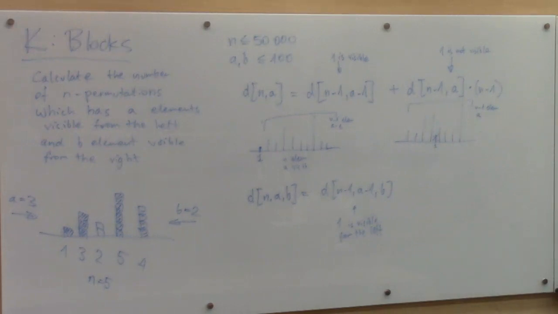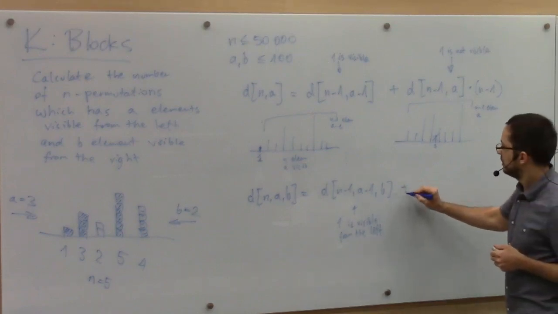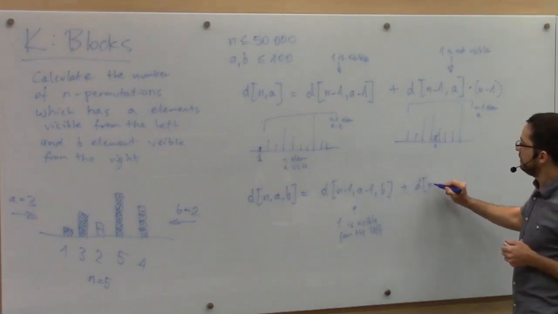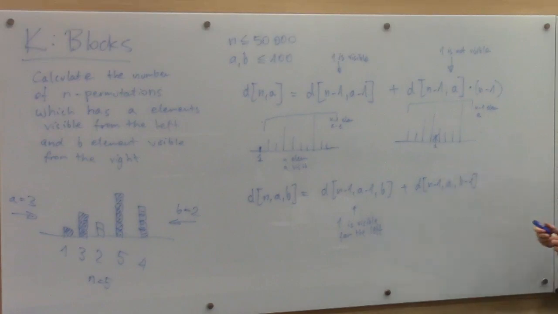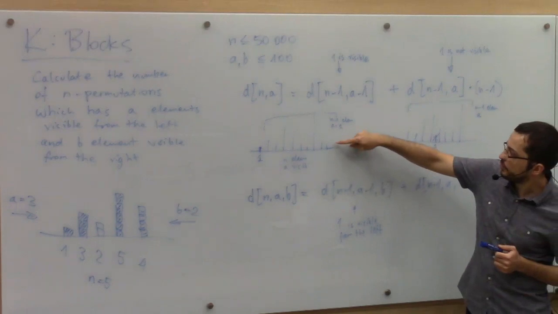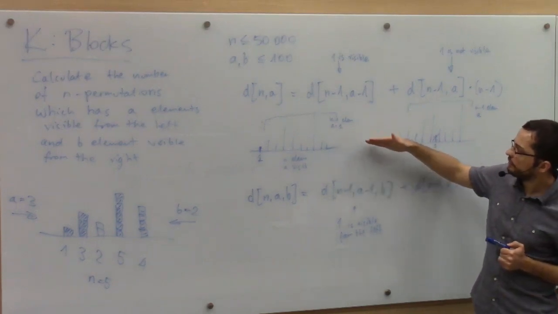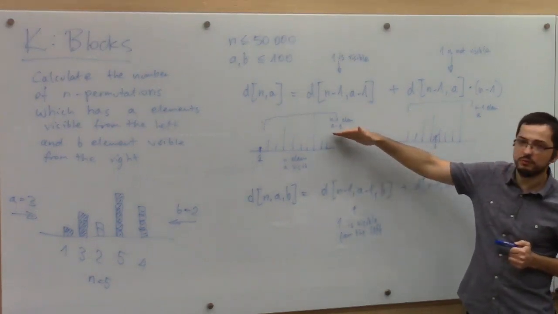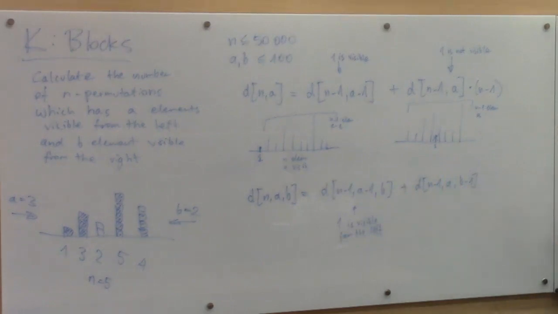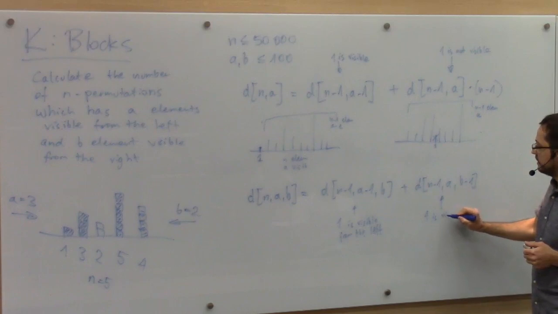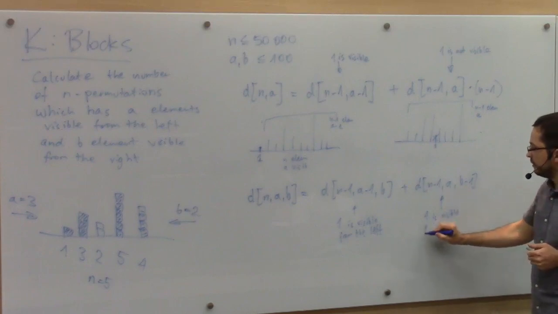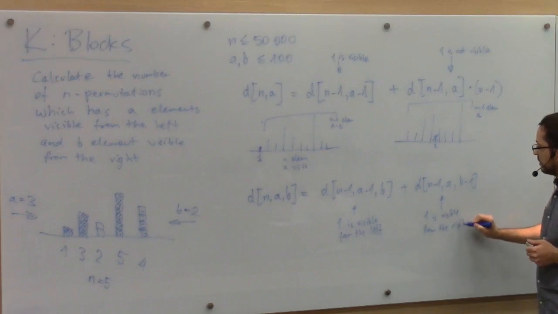Symmetrically, you have the case when 1 is visible from the right. So you would have d n-1, a, b-1, because when 1 is visible from the right, you have 1 less element visible from the right in the smaller permutation. So this is the case 1 is visible from the right.